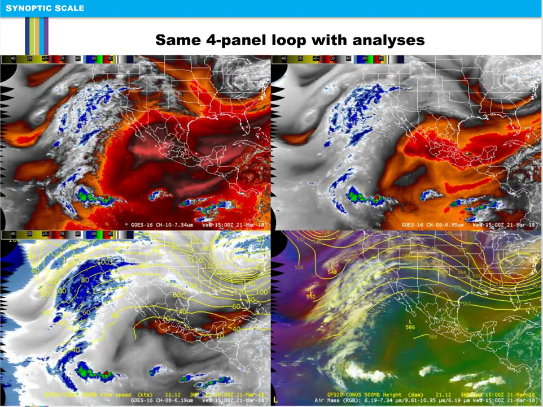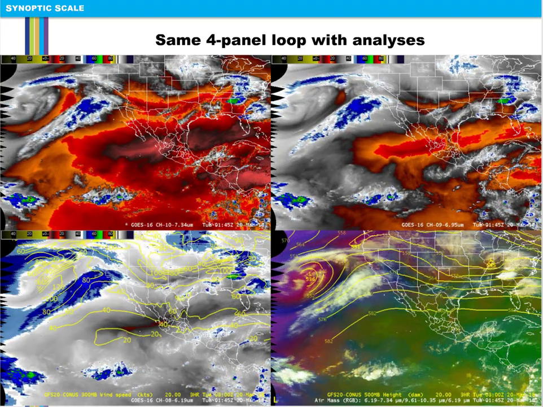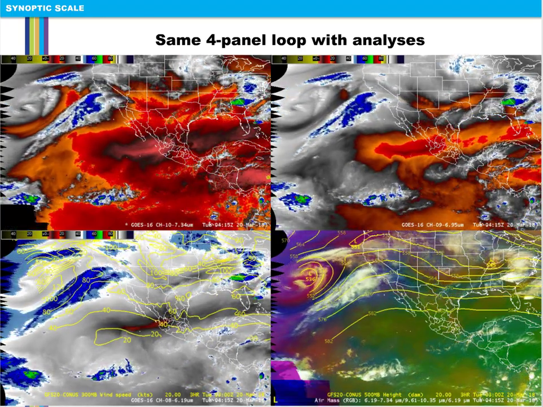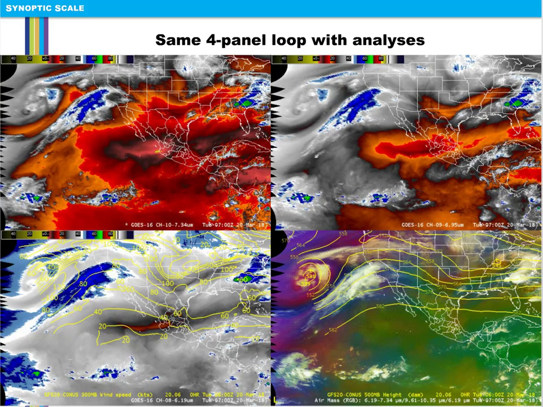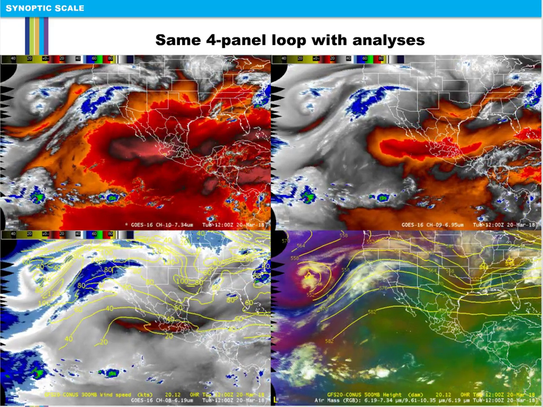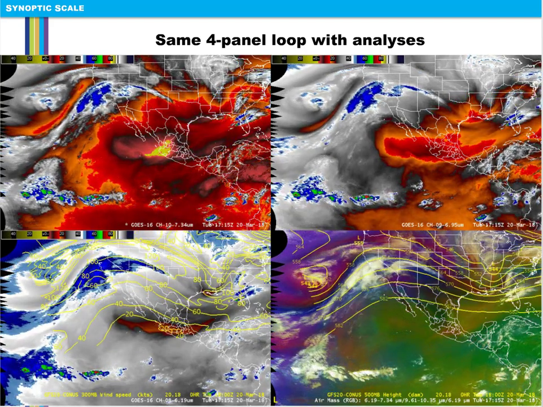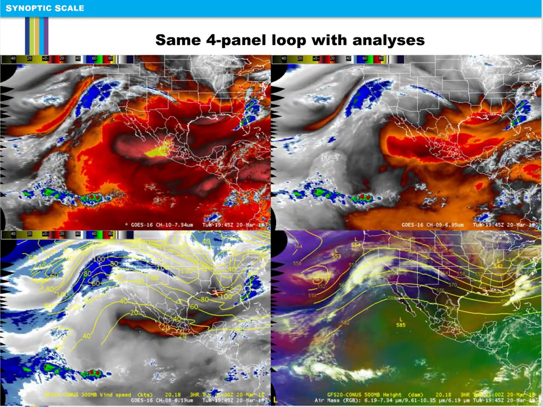We have 300 millibar isotachs with the higher level water vapor imagery in the lower left and 500 millibar heights on the air mass imagery in the lower right. With the 500 millibar height overlay, we can get a better idea how the different colors of the air mass imagery are related to the troughs and ridges.